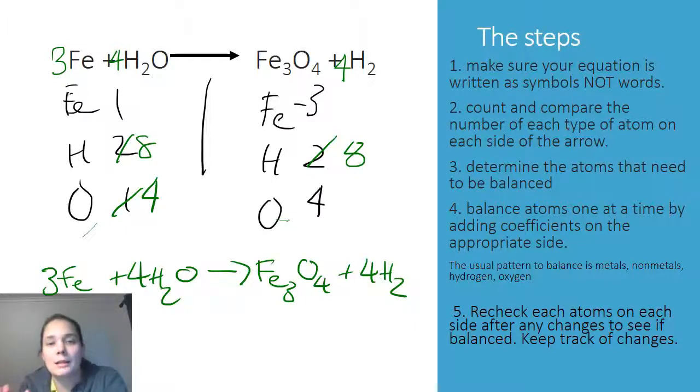Little numbers apply to the element that comes directly before them. So Fe3 tells me I have 3 Fe's. O4 tells me I have 4 of those. 4H2O tells me I have 4 H2 pairs. 4 lots of those H2 pairs.